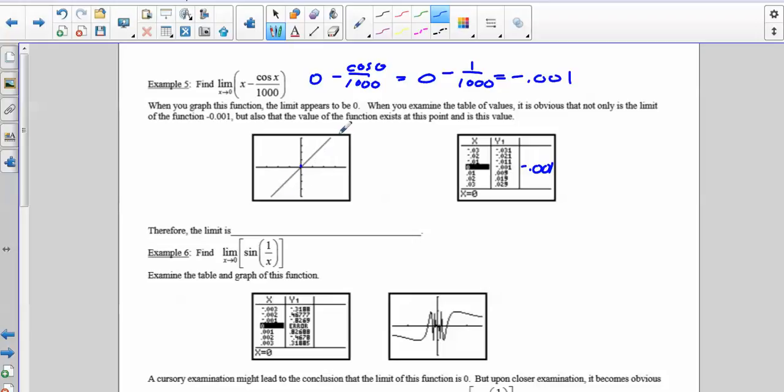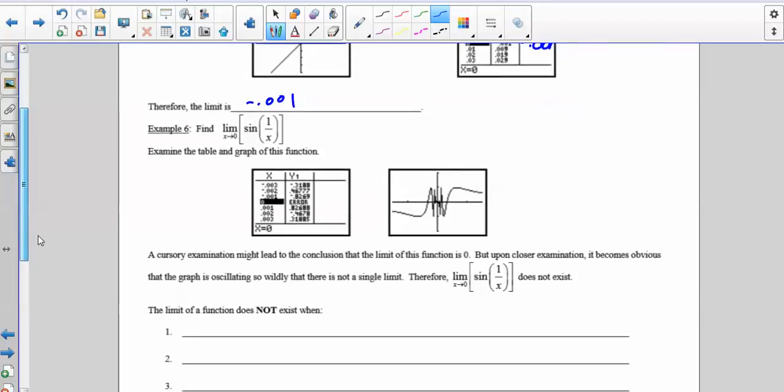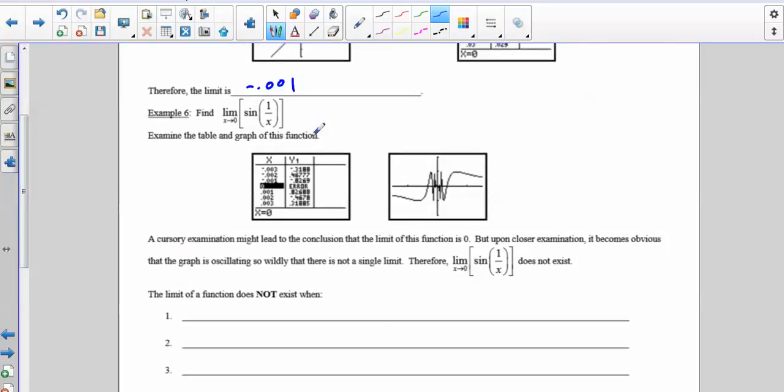Sometimes if you're thinking that the value may be 1, you can look at the table of values to be more exact. And the limit here is negative 0.001. In example 6, we see an example of oscillation. Oscillation is one way that a limit may not exist, and it's oscillating wildly.